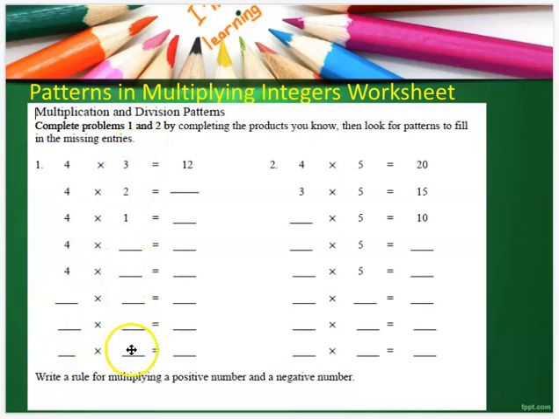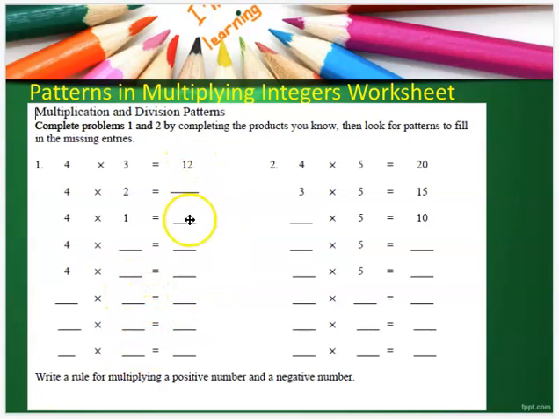This second column, you can see a pattern. It goes 3, 2, 1. So the pattern there is it's decreasing by 1 each time. So continue that pattern down this. So that would be 0, -1, -2, -3, -4.